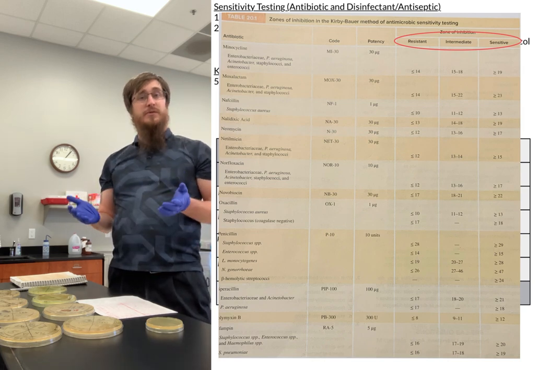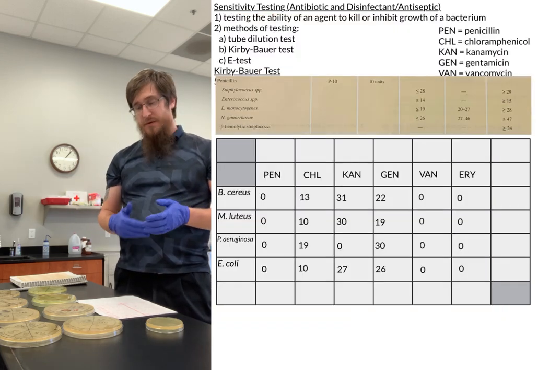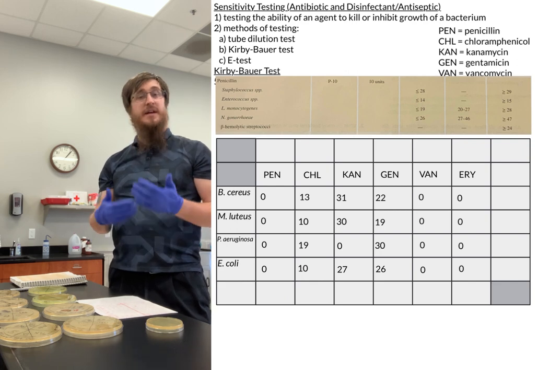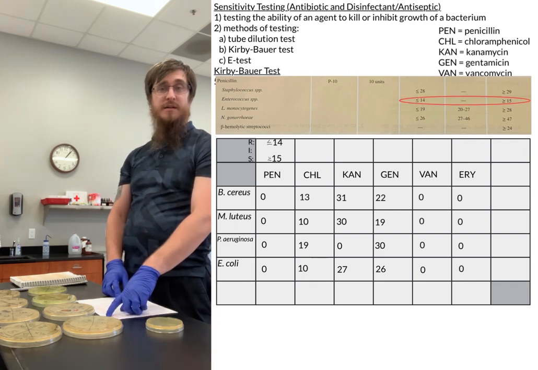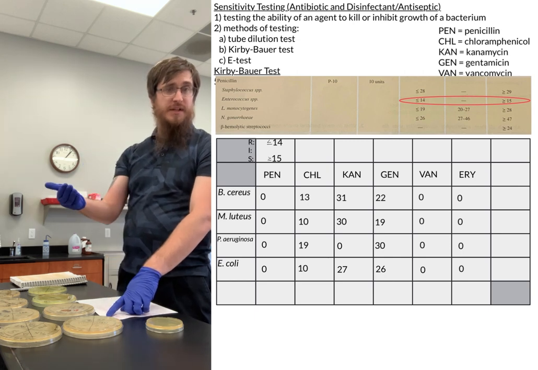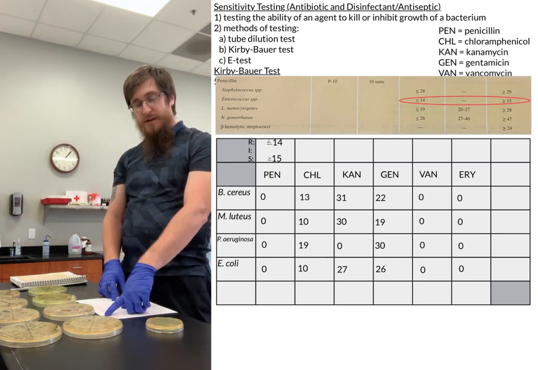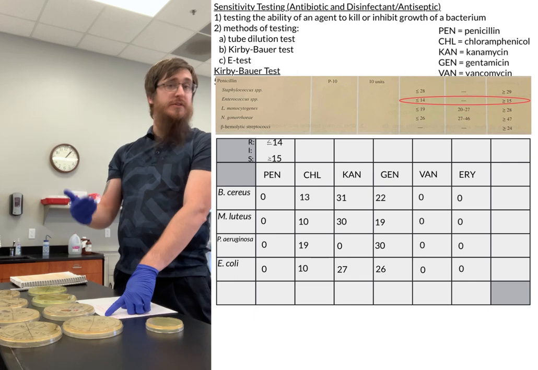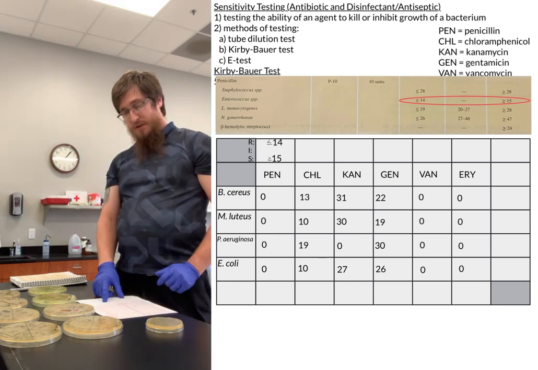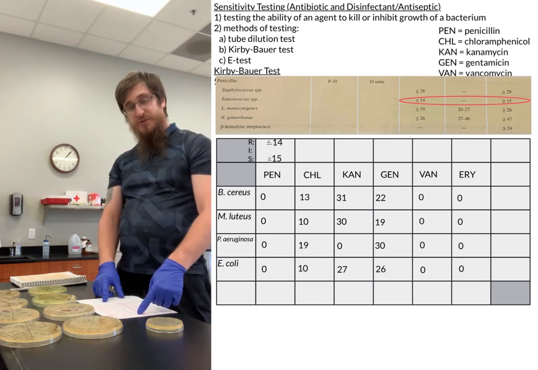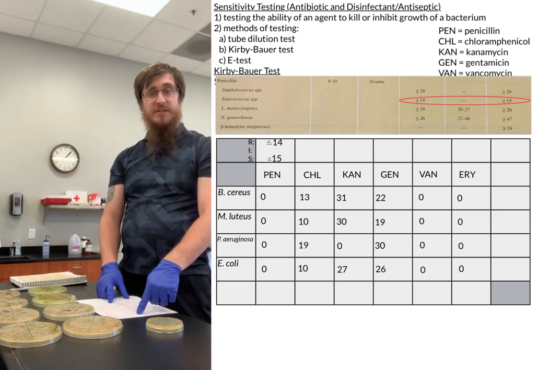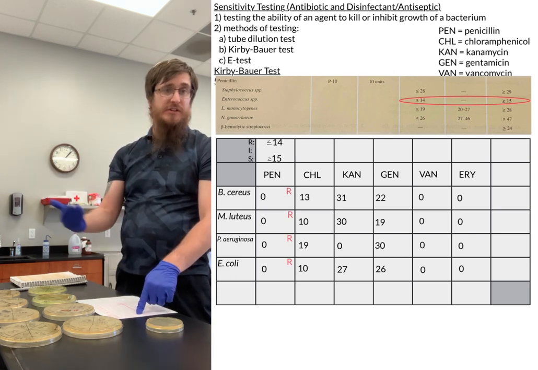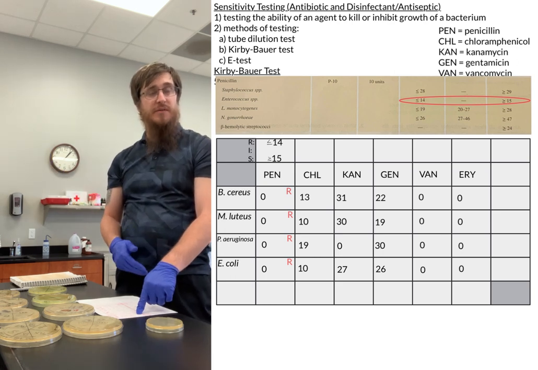So if we start out looking at, again, our penicillin. Penicillin has a range of saying that anything that is a diameter of 14 or less, so equal to 14 or less, that makes it resistant, and anything that is 15 or greater is now susceptible. Considering that all of ours had a 0 on the penicillin side, they were all resistant to penicillin. It didn't work against any of the bacteria that we had.